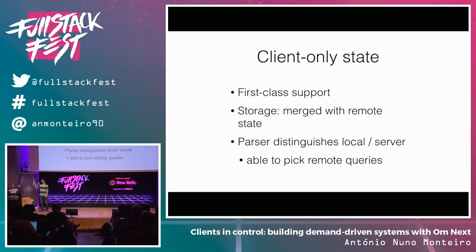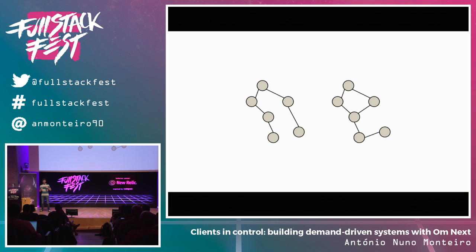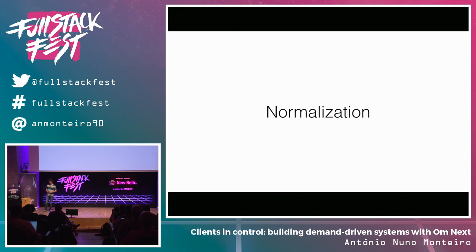So there's only one problem, which is that we model our domains as graphs with interconnected relationships between our entities, but we need to render trees. So we need some kind of normalization. And because we have query expressions in OmNext, OmNext can automatically normalize and denormalize your data into a format where there is no repeated data in your state. And I'll show you an example just afterwards.